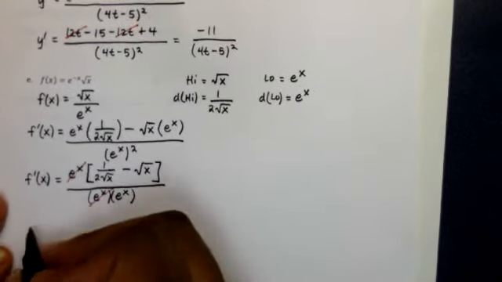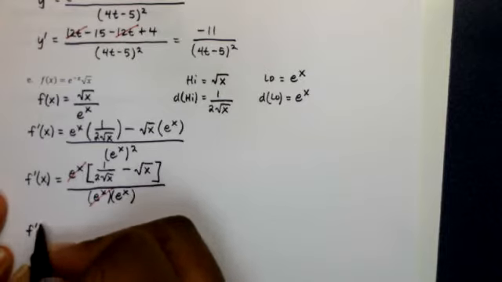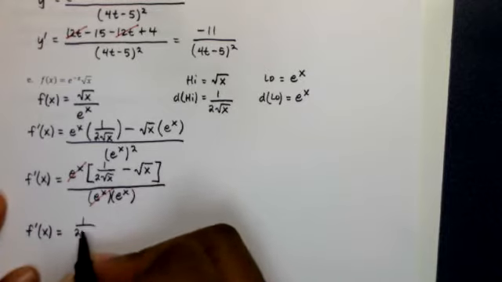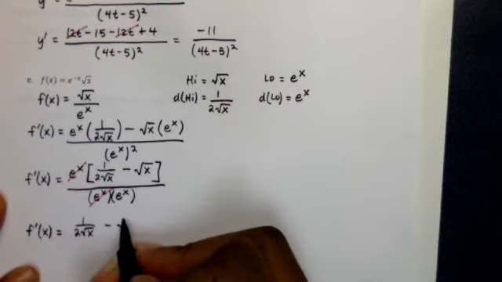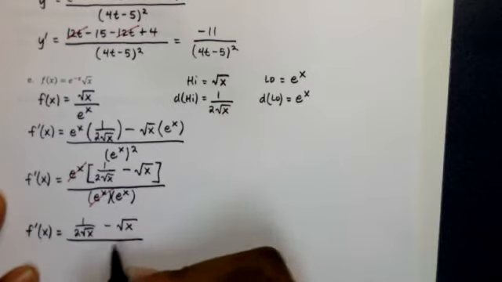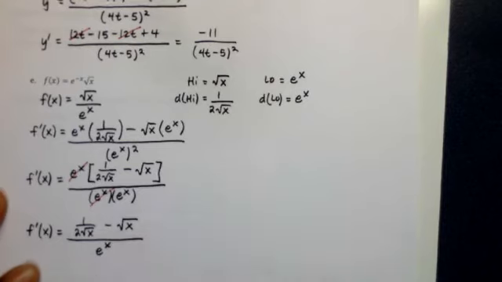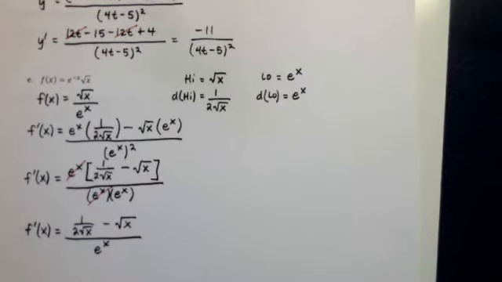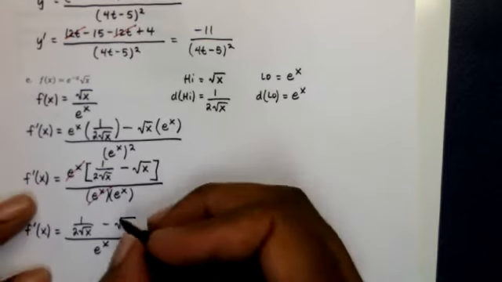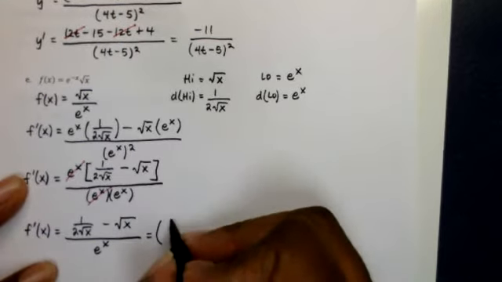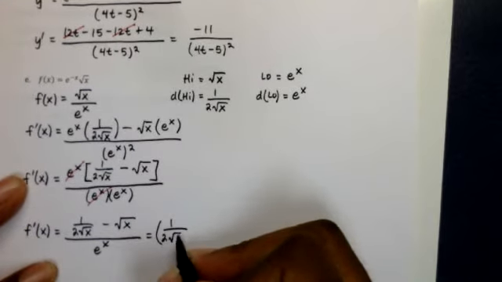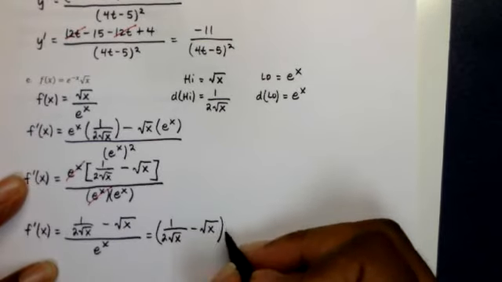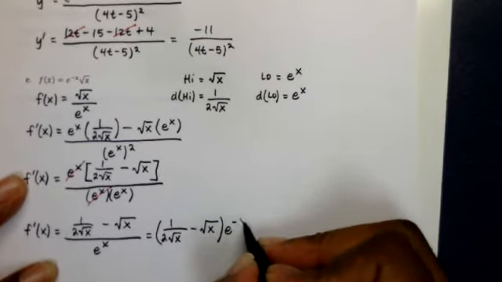So here you're going to be left with, let's see, f prime of x. That will be equal to 1 over 2 square root of x minus the square root of x in the numerator. Your denominator will be e to the x. All right, so let's say I want to write that using negative exponents. I can do that. So I have 1 over 2 square root of x minus the square root of x. And that would be multiplied by e to the negative x.